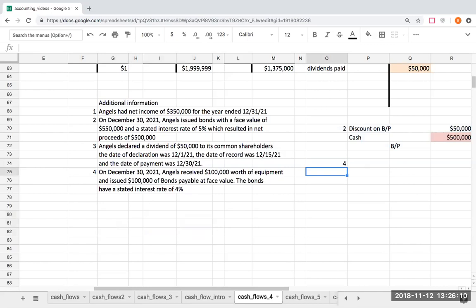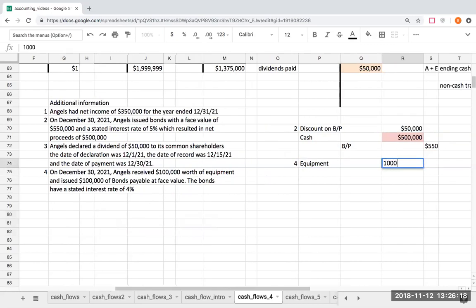So the way we want to handle this is we're going to go ahead and do a journal entry. We're going to debit equipment for $100,000. And at the same time, we're going to be crediting bonds payable for $100,000. So this is going to be what we call a non-cash transaction. And what I'm going to do is 2 things.